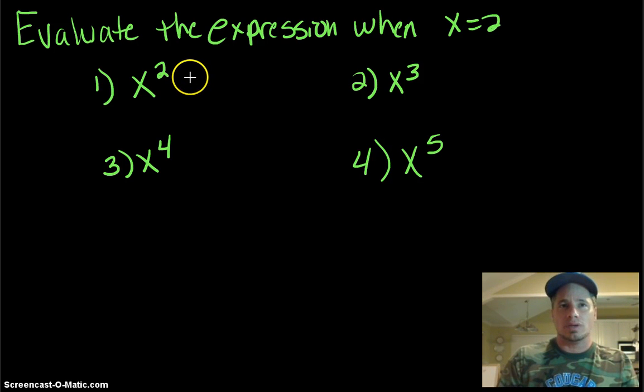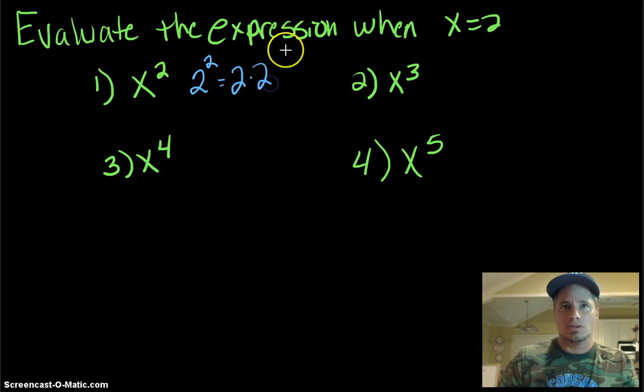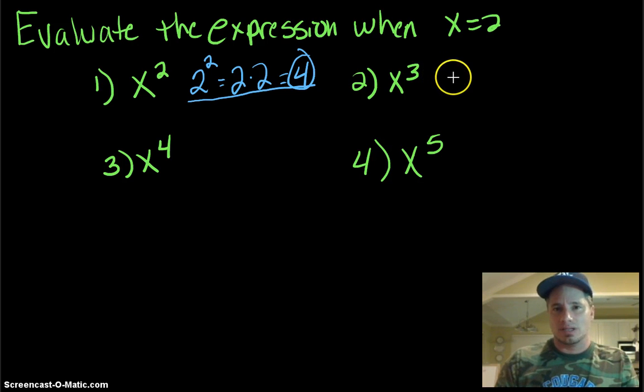What I want to see on your paper is when you do something like this, I want to see substitution. So that's going to be 2 squared. Then I want to see expand, 2 times 2, and that is equal to 4. Okay. So I want to see all of this when you do a problem like that. Again, a little messy. I'm sorry for that.